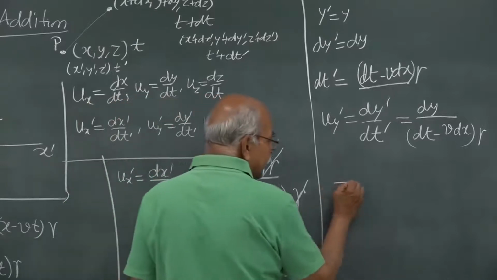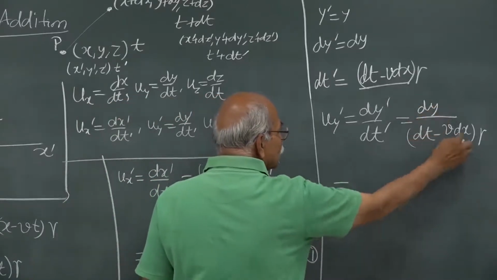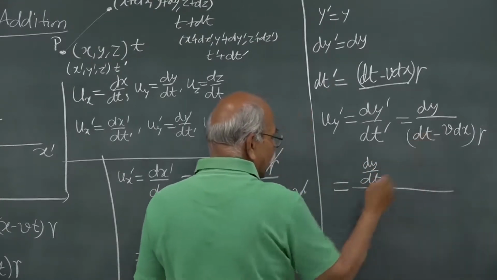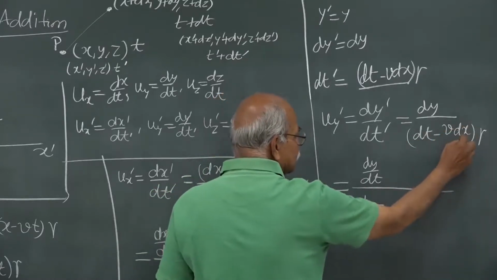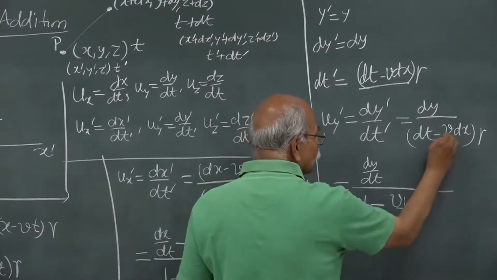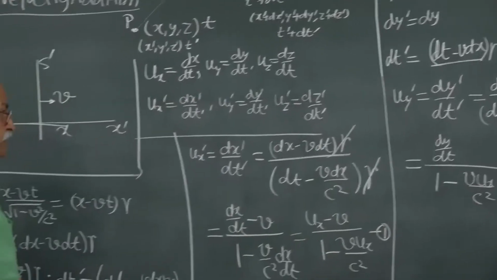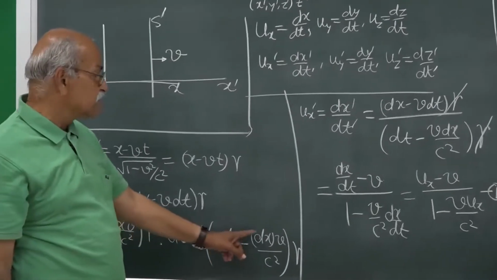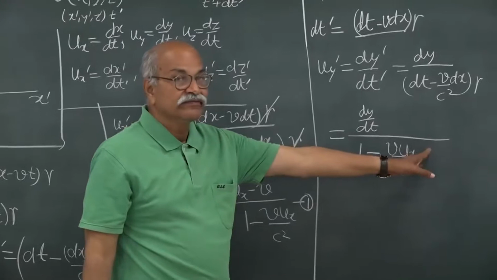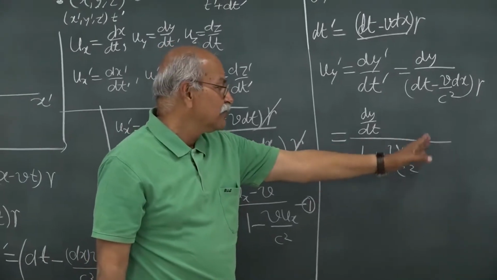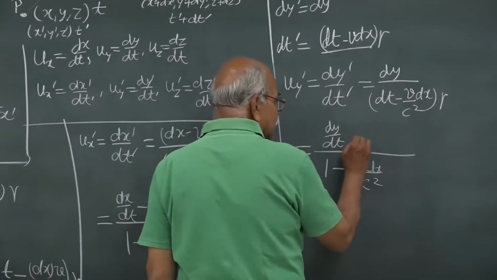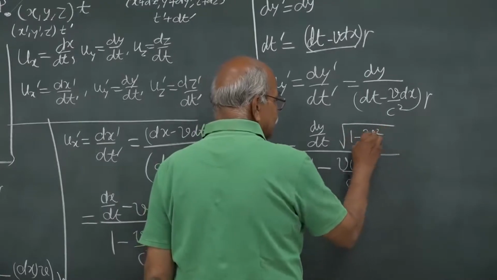And this is equal to, again divide by dt in numerator and denominator. So you get dy by dt here, and this becomes 1, and dx by dt becomes ux, so v into ux by c square also. dt prime is dt minus v dx by c square. So it is this, and gamma here, and 1 by gamma will be square root of 1 minus v square by c square. So I can write that factor here, 1 minus v square by c square.